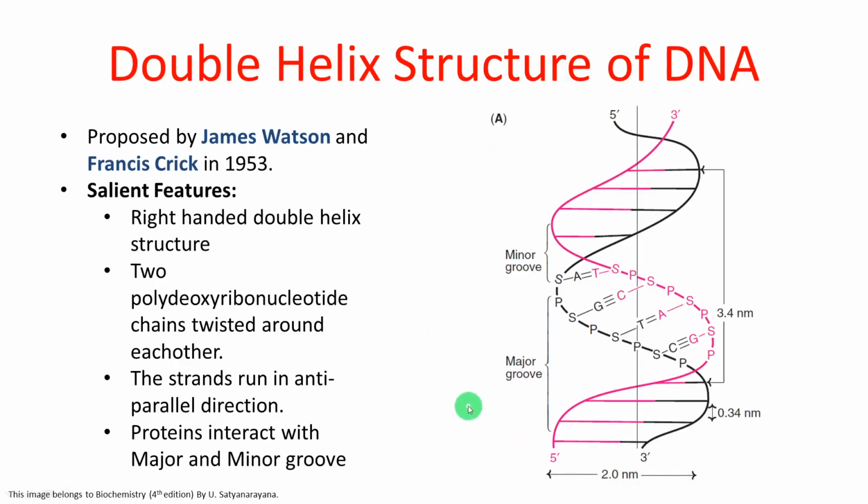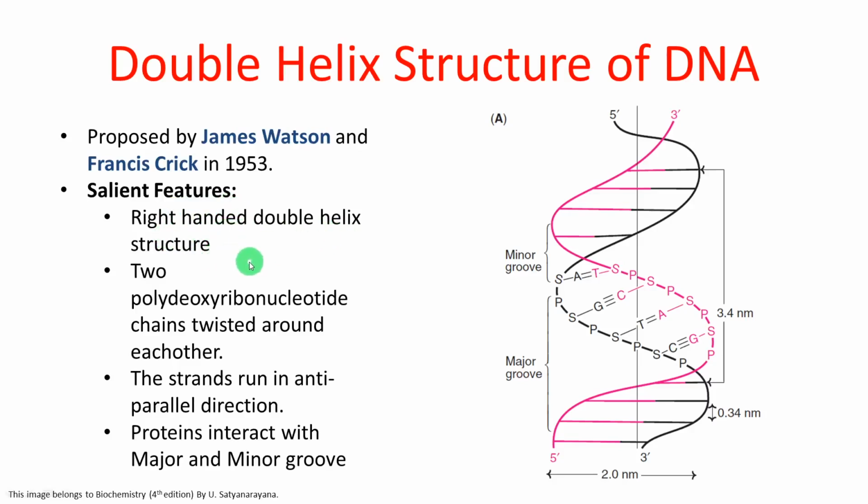Now here, towards the right-hand side, you can observe the double helix structure of DNA. This double helix structure of DNA was proposed by James Watson and Francis Crick in 1953, for which they received the Nobel Prize. Let us see what are the salient features of this double helix structure of DNA. Firstly, it is a right-handed double helix structure.